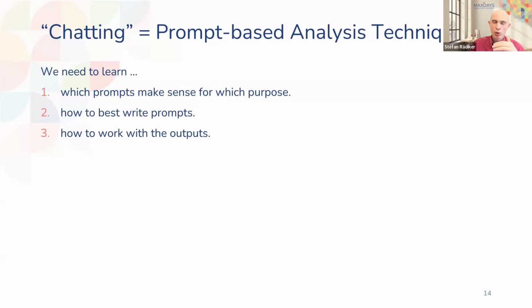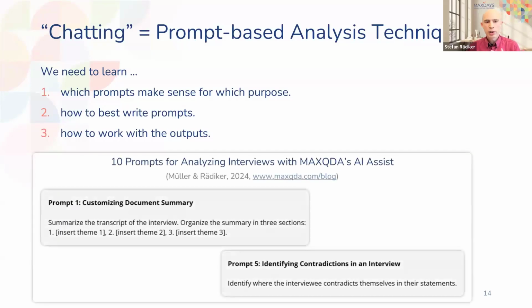To address the first two learning steps, so which prompts make sense and how to best write prompts, Andreas Müller and I have currently published a blog post where we are covering 5 use cases for documents and code-based chats, ending up in 10 prompts for analyzing interviews with MAXQDA's AI Assist. So we are offering a prompt 1, customizing document summary, or there is a prompt 5, identifying contradictions in an interview. And actually, those 10 prompts are nothing then complete. There are many, many more of them, but they give you a good idea on where to start and to think from a more abstract way on use cases, not in terms of only wordings of simple prompts.